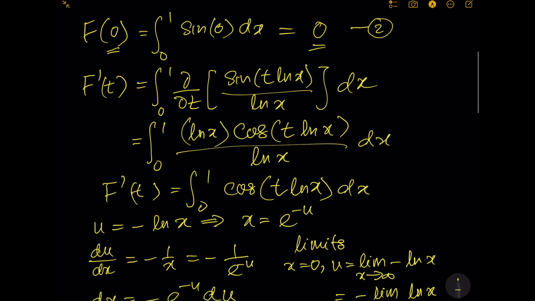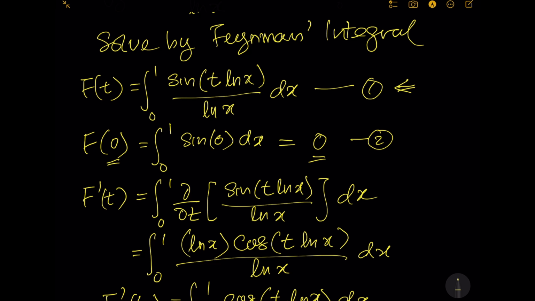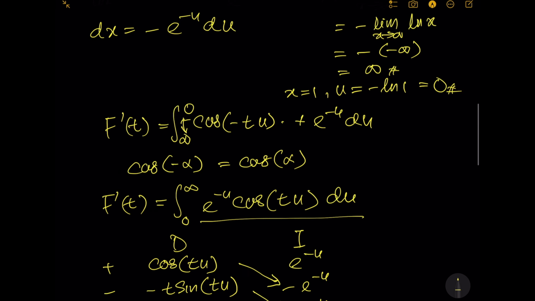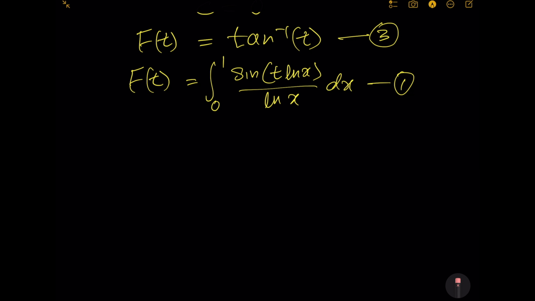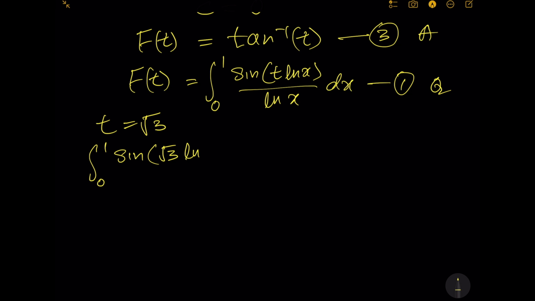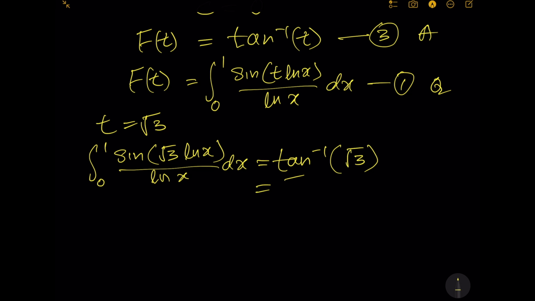However, at the beginning of this video, we already defined an equation for f(t). Copy this equation and put it together with equation 3. From here, we can see that equation 1 is actually the question, while equation 3 provides the answer. When t equals square root of 3, we have the question, which is the integral from 0 to 1 of sin(square root of 3 times ln x) divided by ln x dx equals inverse tangent of square root of 3. The final answer of the question is pi over 3.